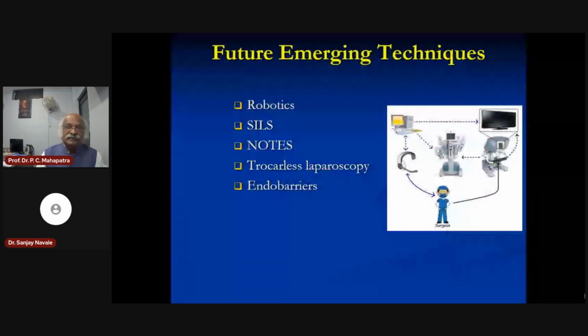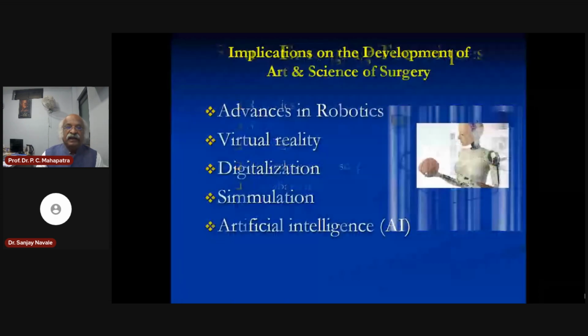Future emerging techniques like robotics, single port surgery, single port laparoscopic surgery, NOTES, trocarless laparoscopy, endo barriers. And the implications of the development of the art and science of surgery revolve around advances in robotics, virtual reality, digitalization, simulation for training and teaching, which is part and parcel. And last but not least, everything boils down to artificial intelligence.